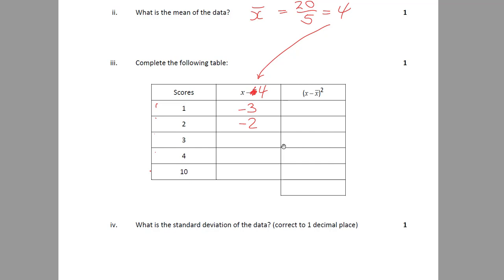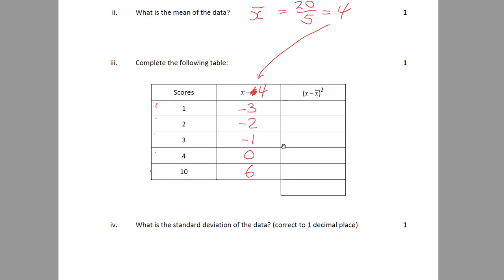2 minus 4 is minus 2. 3 minus 4 is minus 1. 4 minus 4 is 0. And 10 minus 4 is 6. You'll notice that this column always adds up to 0. And again, it does. So it's not very useful to calculate averages on.